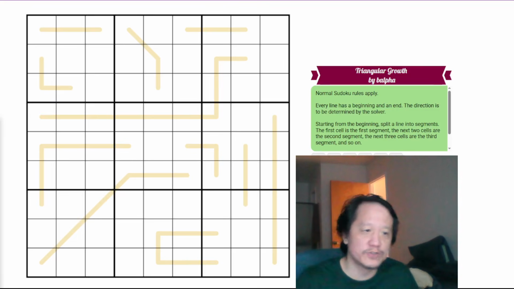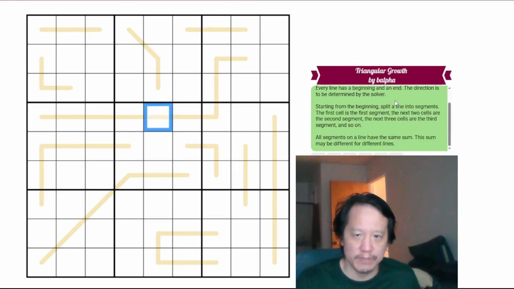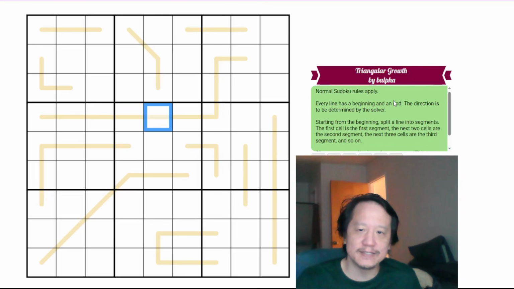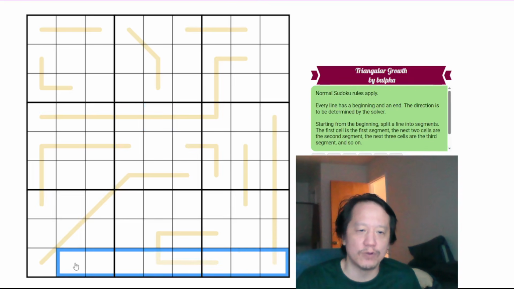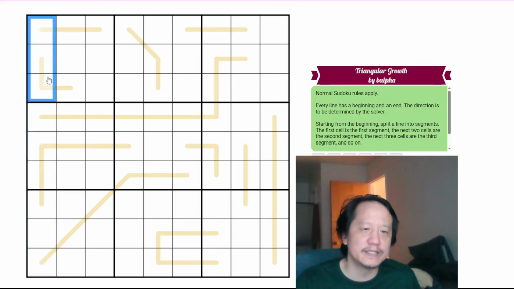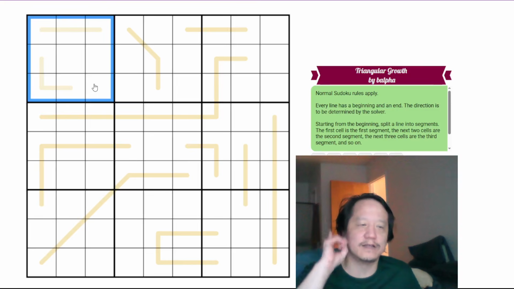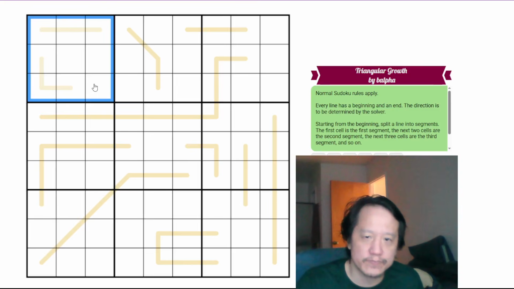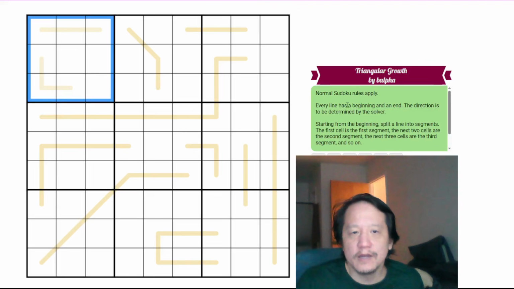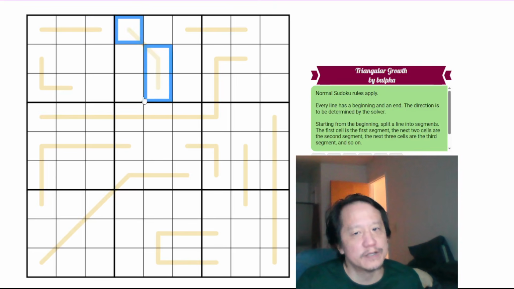Normal Sudoku rules apply, which means in every cell in the grid, place a single digit such that every row, column, and designated 9-cell region contains the digits 1 through 9 exactly once each. Every line has a beginning and an end. The direction is to be determined by the solver.